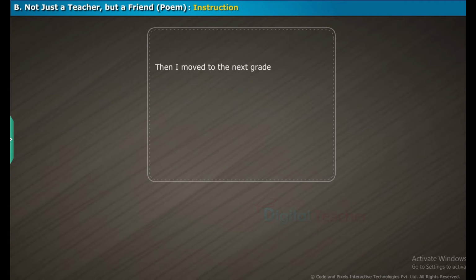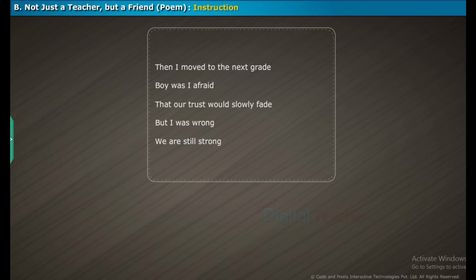Then I moved to the next grade. Boy, was I afraid that our trust would slowly fade. But I was wrong. We were still strong.